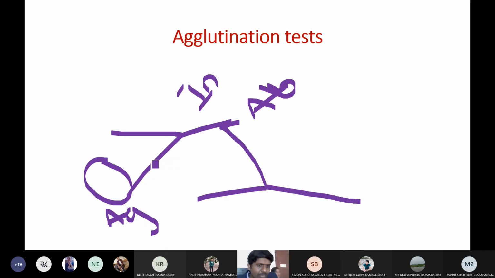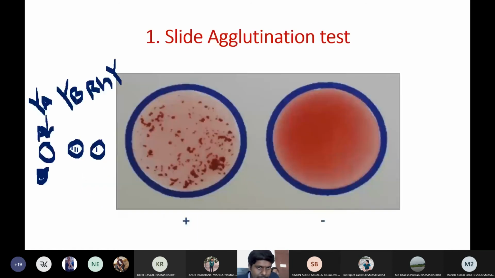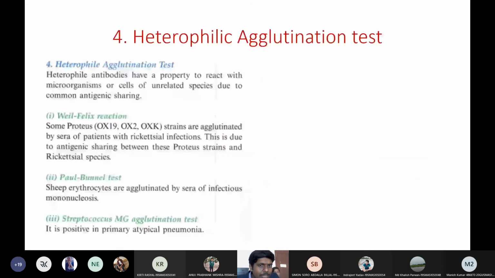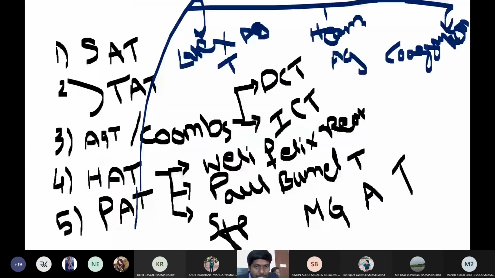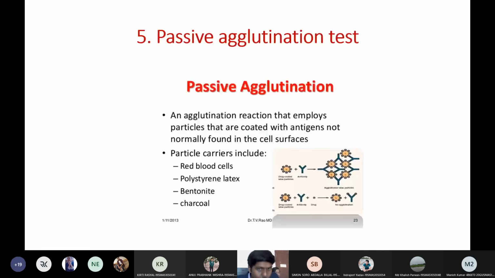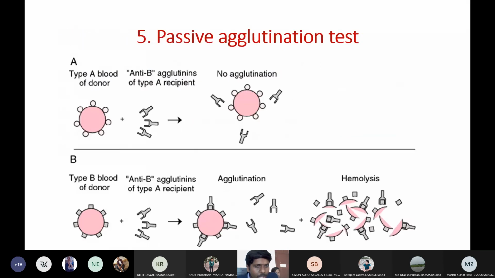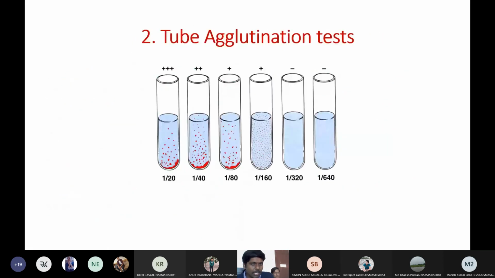Usually, this sensitization we will see in erythroblastosis fetalis. Erythroblastosis fetalis is a condition where an Rh negative mother has an Rh positive baby, and that causes erythroblastosis fetalis. You can Google it and learn from YouTube. That is all about the direct Coombs test.